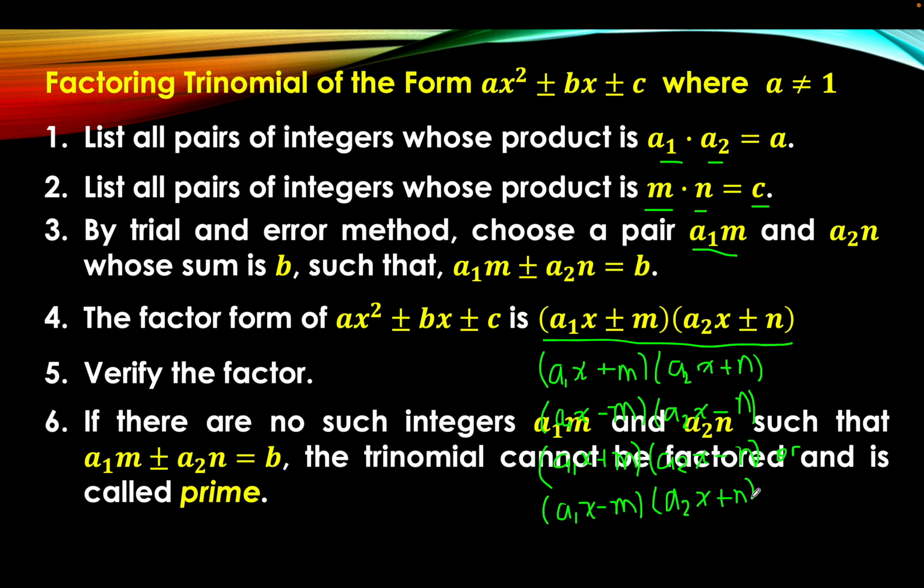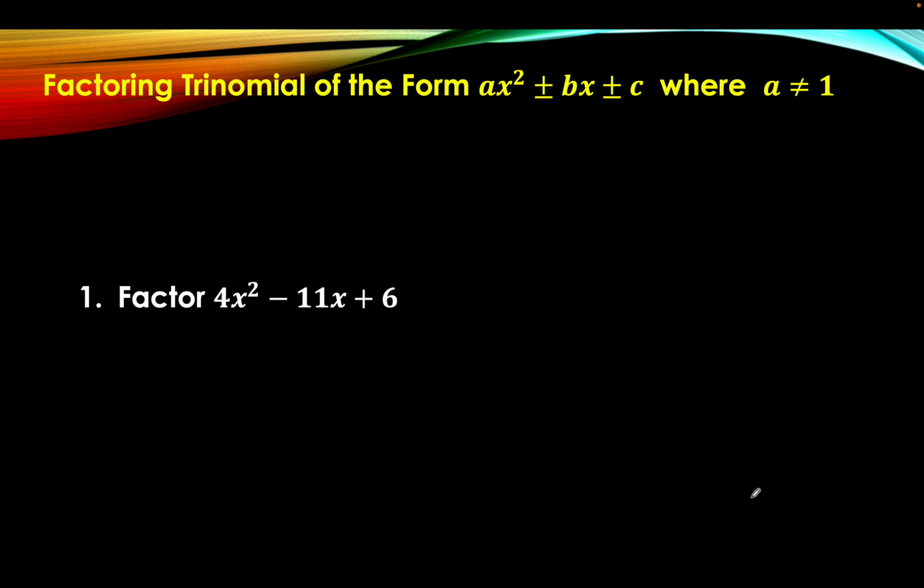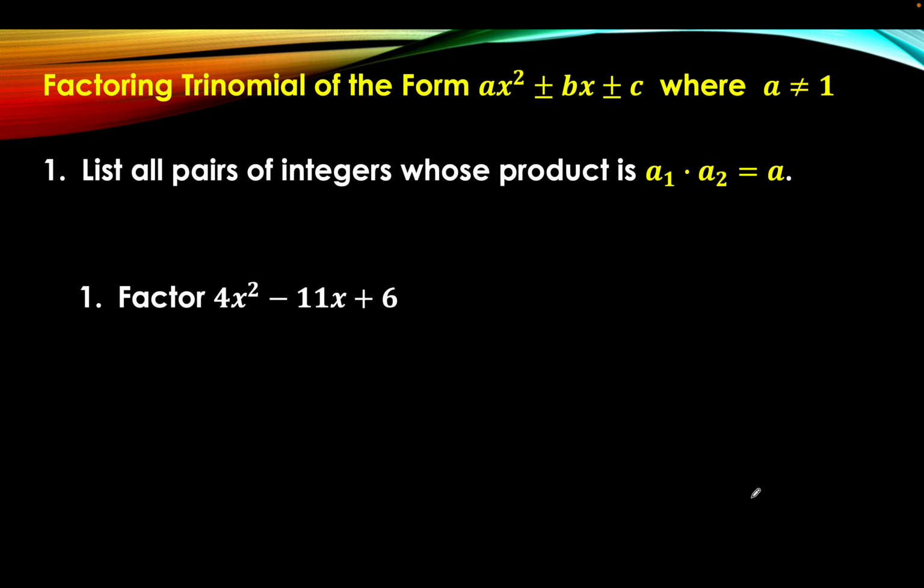Okay, so these are the key steps that we must take when factoring trinomials ax squared plus minus bx plus minus c. Now, let's look at some examples to help you understand the steps better. Okay, in number one example, we have factor 4x squared minus 11x plus 6. So first, let's list all possible pairs of integers a sub 1 and a sub 2 whose product is a.